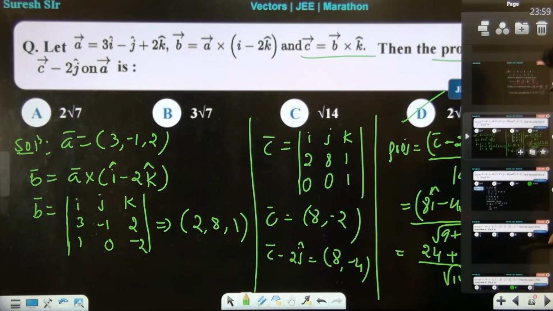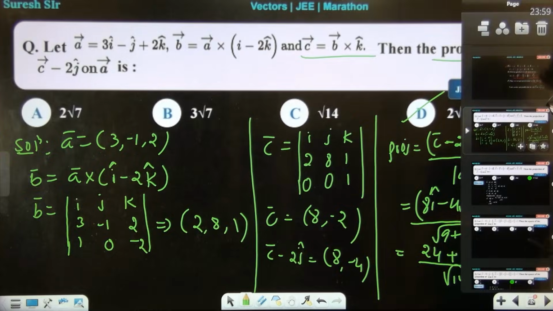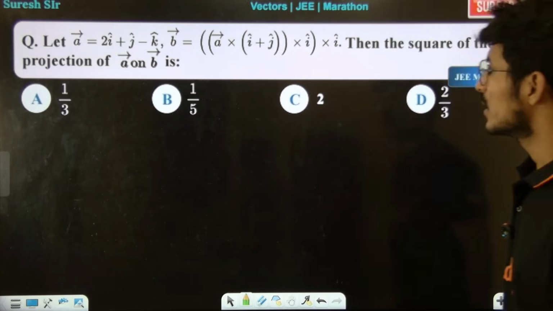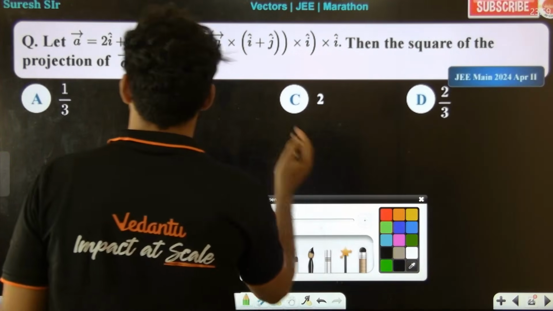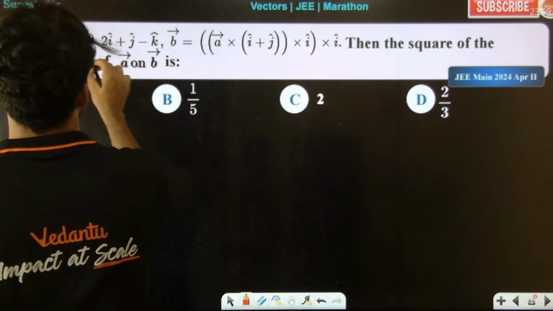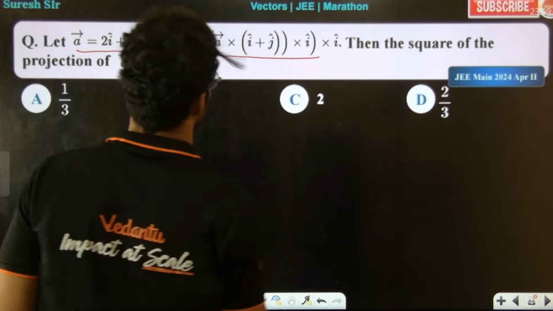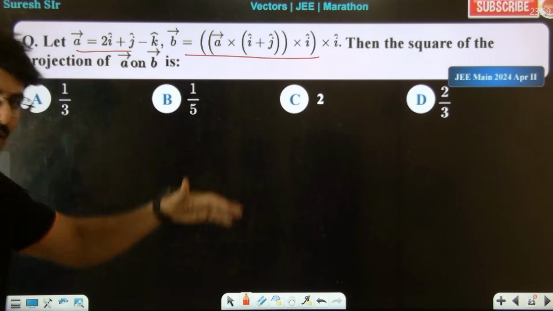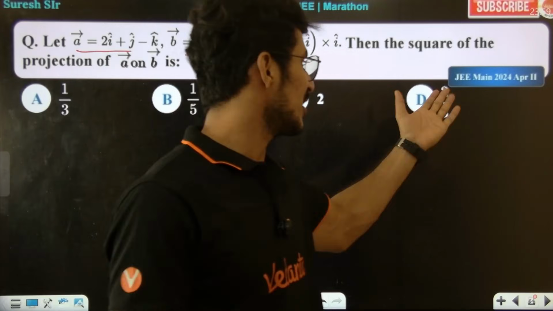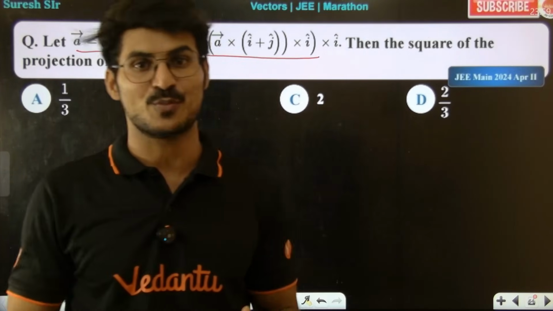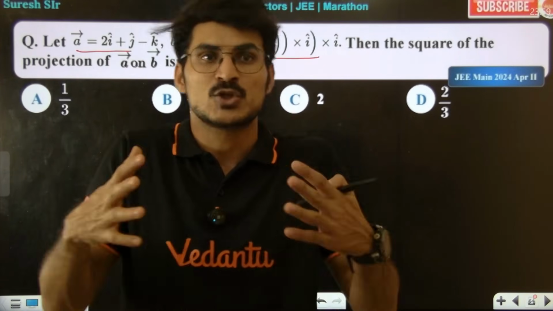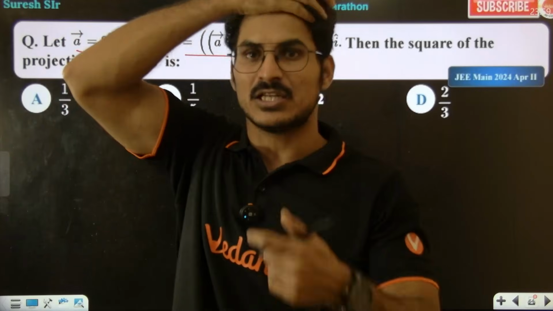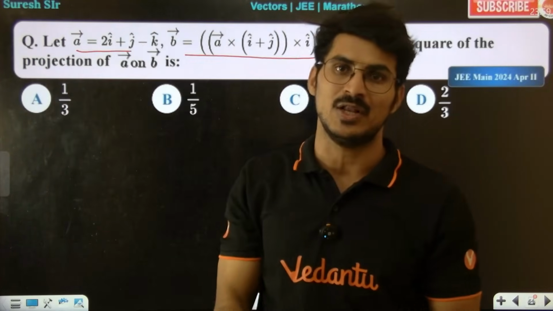Fully direct formula based. Now we'll do one more question. See, A vector is this and B vector is this. Then the square of the projection of A and B. See how many questions we are solving on projection itself. Are you getting the point? So the projection concept is very simple. A lot of questions will be as innocent as possible.